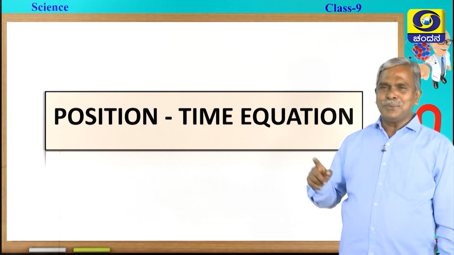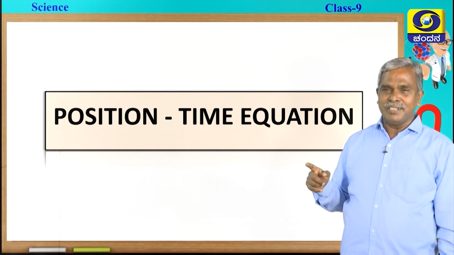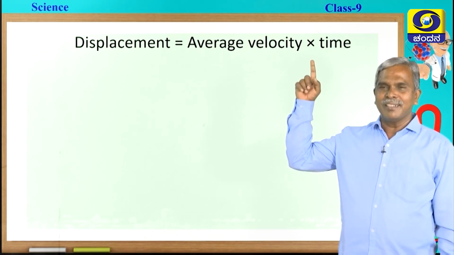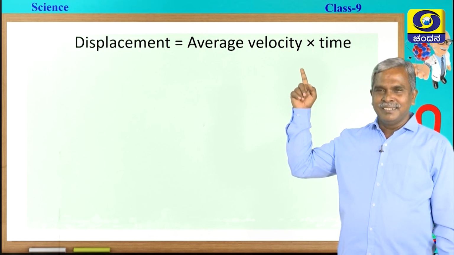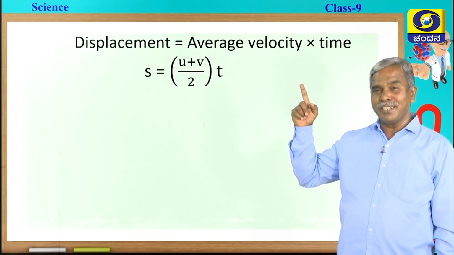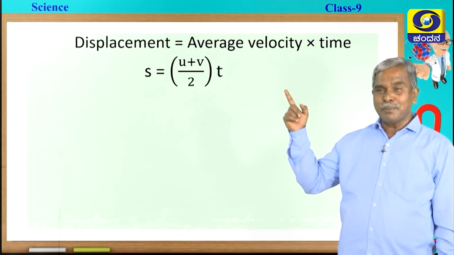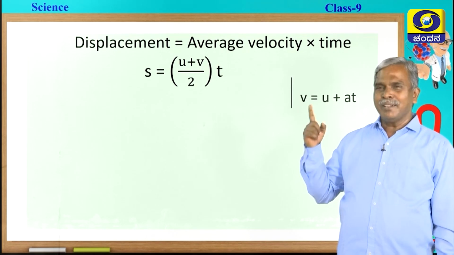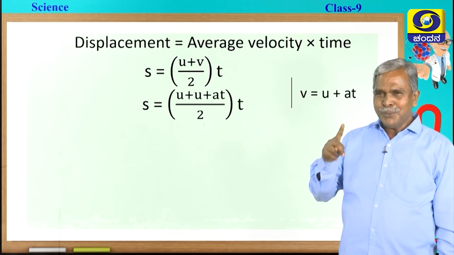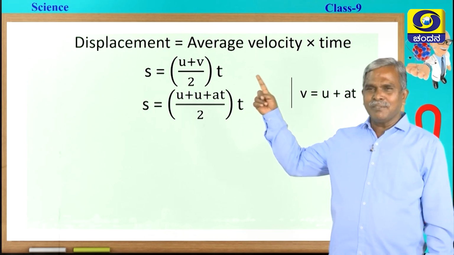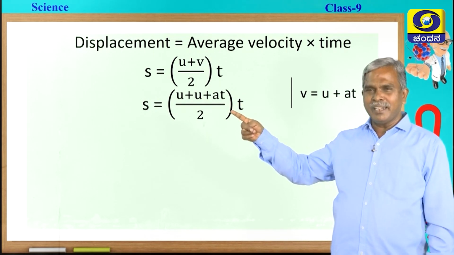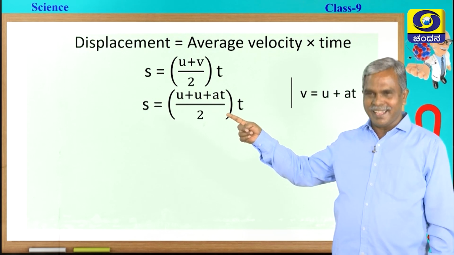Then come to the third equation derivation. As usual, you know displacement is equal to average velocity into time. For displacement we know s, for average velocity u plus v by 2 into time, represented by small t. You take v is equal to u plus a t, so s is equal to u plus, in the place of that v you write u plus a t, by 2 will remain as it is and even t also will remain as it is.